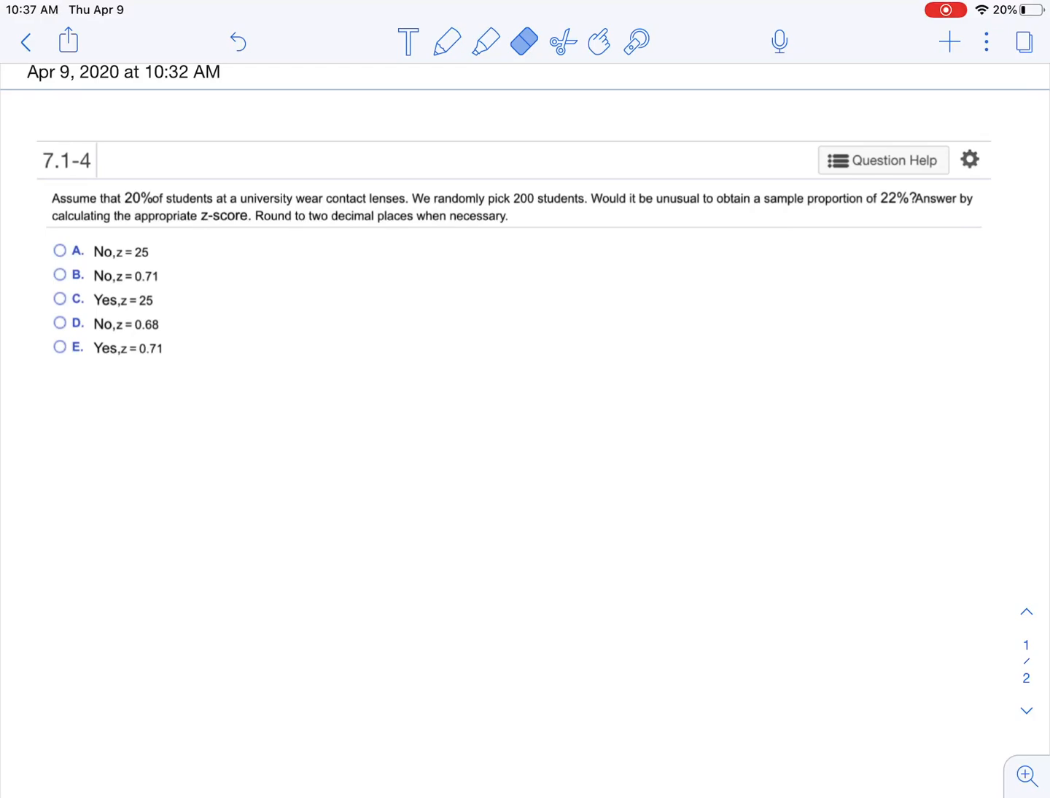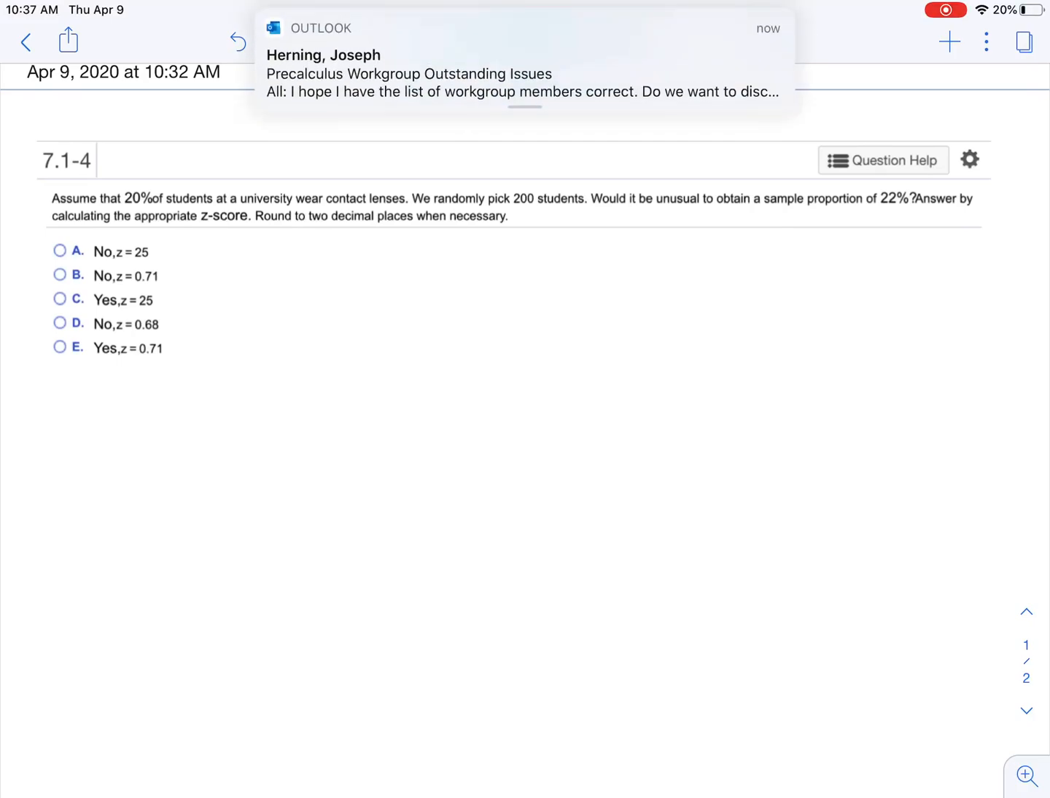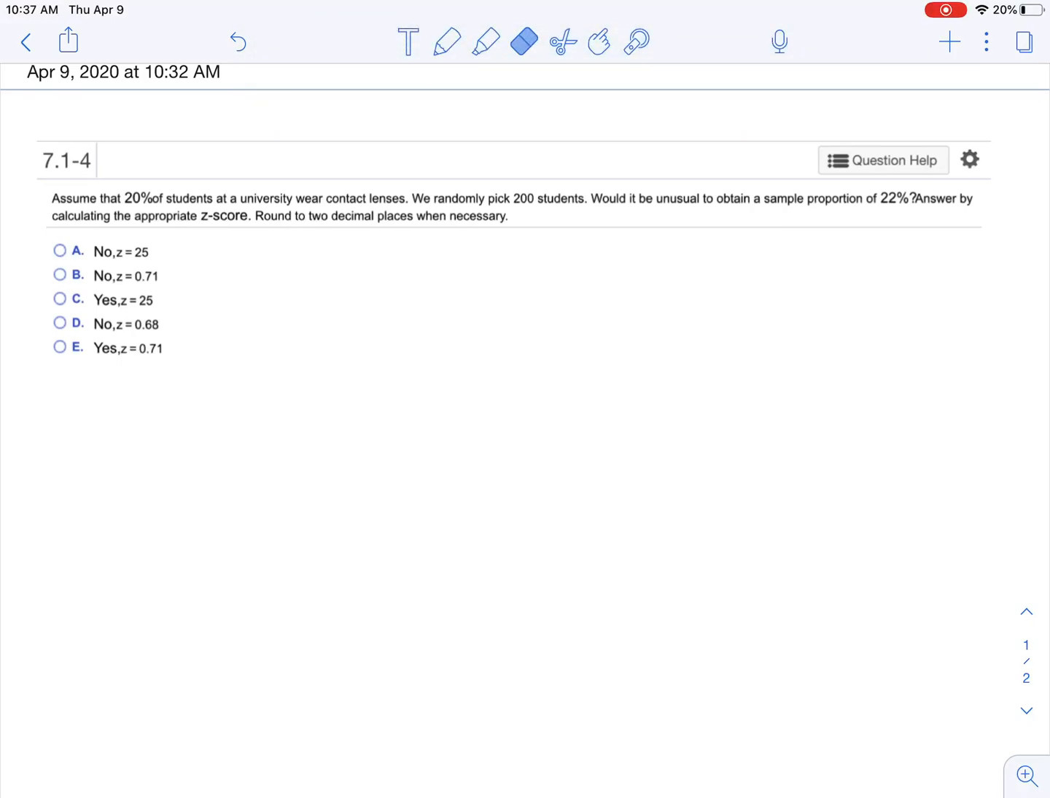Assume that 20% of students at a university wear contact lenses. We randomly pick 200 students. Would it be unusual to obtain a sample proportion of 22%? Answer by calculating the appropriate z-score.